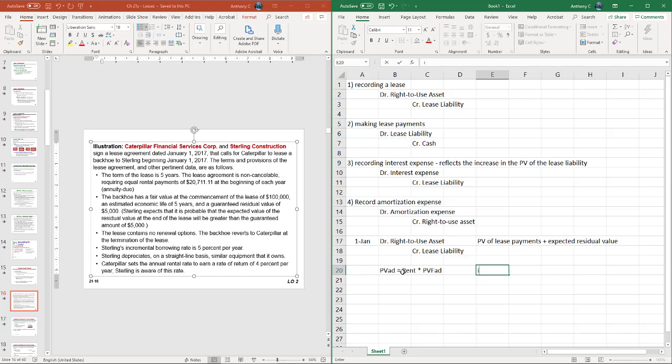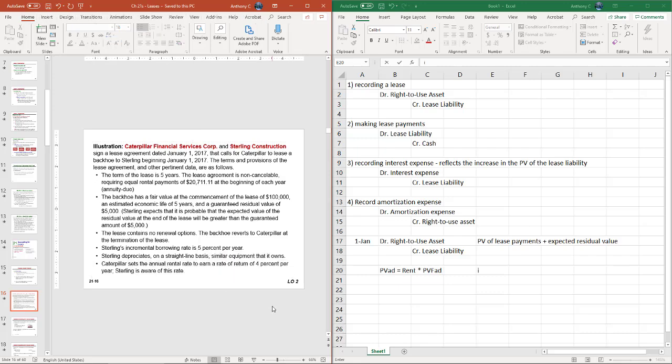The interest rate here, we need to determine that. So let's go down to the bottom here. It tells us Sterling's IBR, or incremental borrowing rate, is 5% per year. It also tells us here that Caterpillar sets the annual rental rate to earn a rate of return of 4% per year. Sterling is aware of this rate.